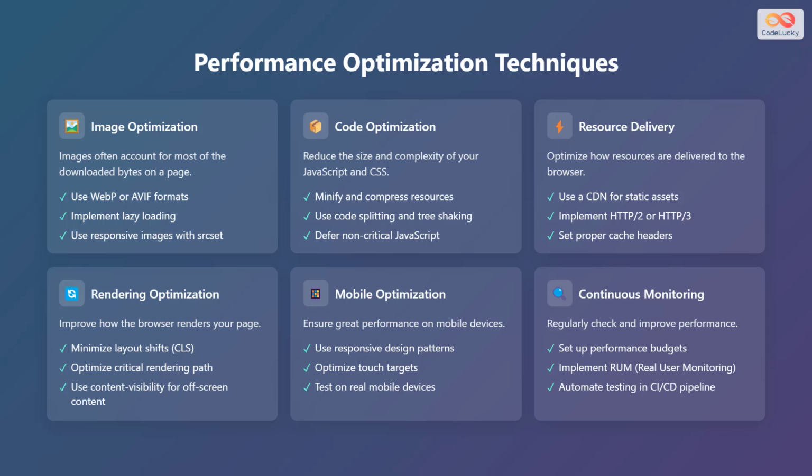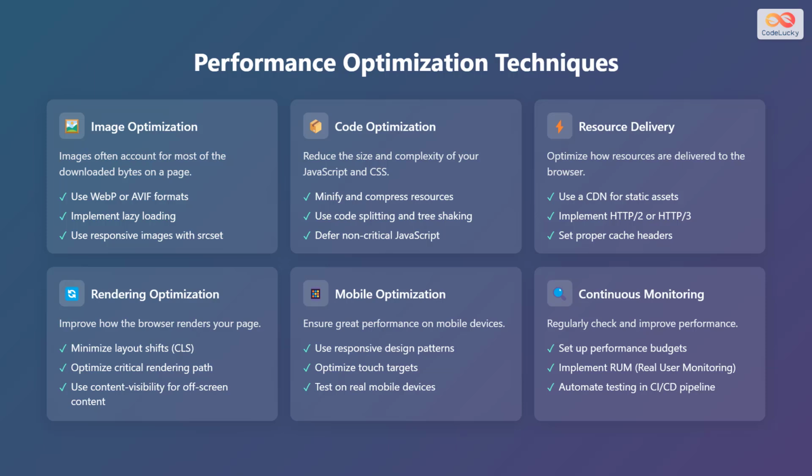Here are some performance optimization techniques. First, image optimization. Images often account for most of the downloaded bytes on a page. Use WebP or AVIF formats, implement lazy loading, and use responsive images with source set. Second, code optimization. Reduce the size and complexity of your JavaScript and cascading style sheets. Minify and compress resources, use code splitting and tree shaking, and defer non-critical JavaScript.